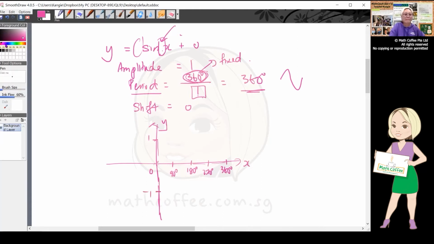Now see here, you need to plot 5 points. It starts from 0, this is the first point. Then it goes up to the maximum at 90 degrees, so you mark the maximum here. It comes back to 0 at 180, so you mark here. It goes down to the minimum at 270. Then it goes back to 0 at 360. So these are the 5 critical points you need to plot. Then you'll be able to draw the shape nicely.